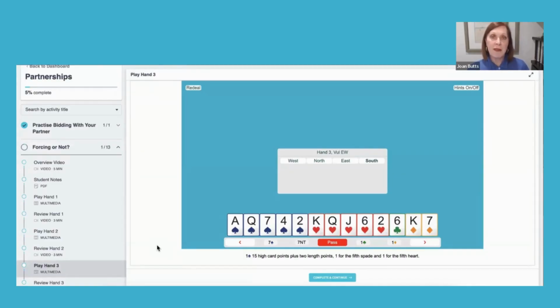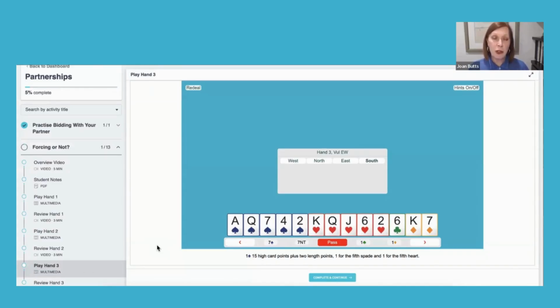So while I don't think that you need very many conventions to play a very good game of bridge, it's also useful for a partnership to have a system card so that they can go through their system so that they know exactly what they're talking about when they make different bids.